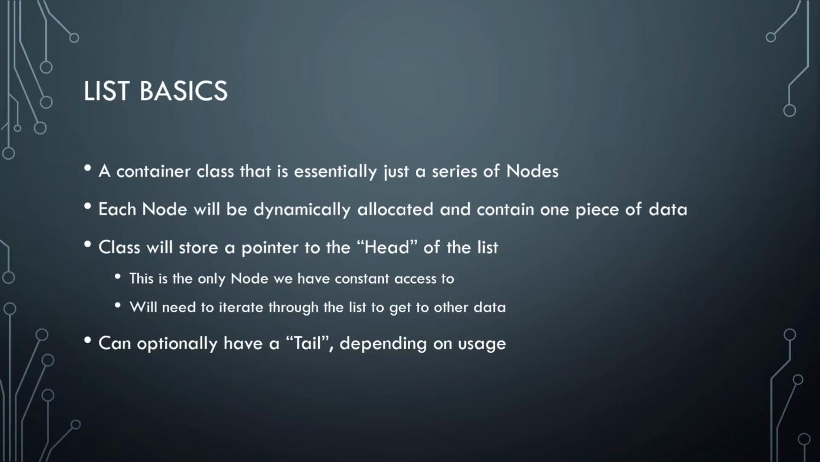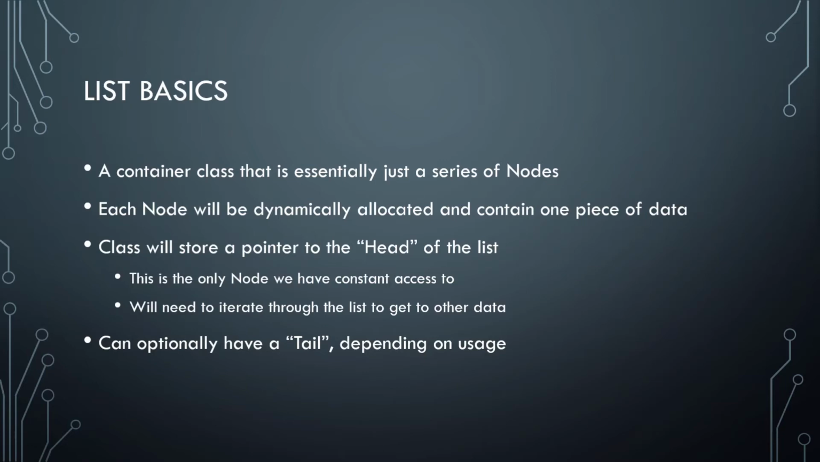So we would need to iterate through the list to get to other data, which is how we commonly use lists. So typically, if we have a linked list that we're needing to process through that list, we would just go through the entire list and do whatever we need to do with that data, print it out, render it, check to see if it is of a certain value, etc.